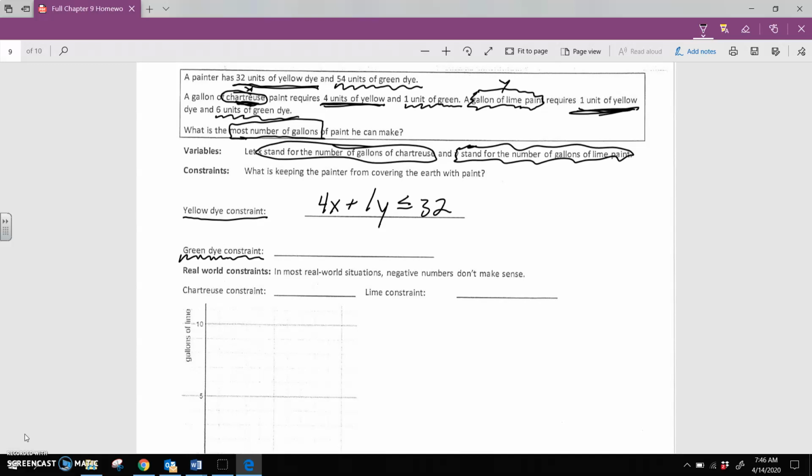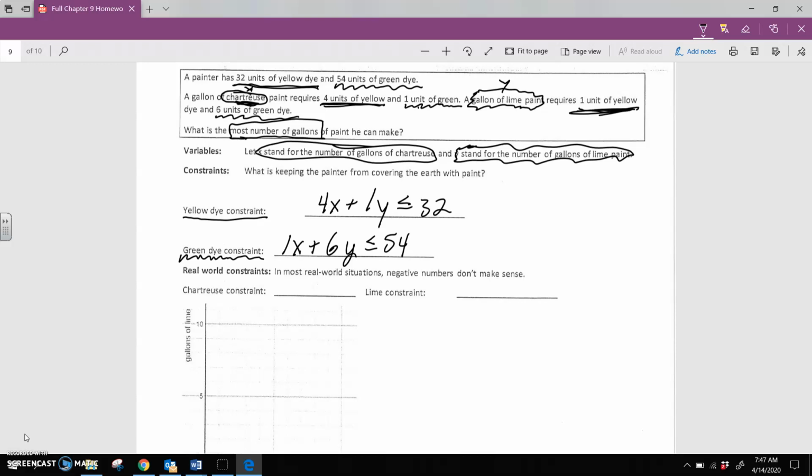So again, this one's a little more challenging because you have to kind of jump around, but that's why I do use this kind of notation to make sure I understand what I'm looking at. Now I go back and do the same thing for green. I need 1 unit of green for chartreuse, so 1 times X, plus I need 6 units of dye for the lime, which is my Y, and I only have 54, so it's less than or equal to 54.